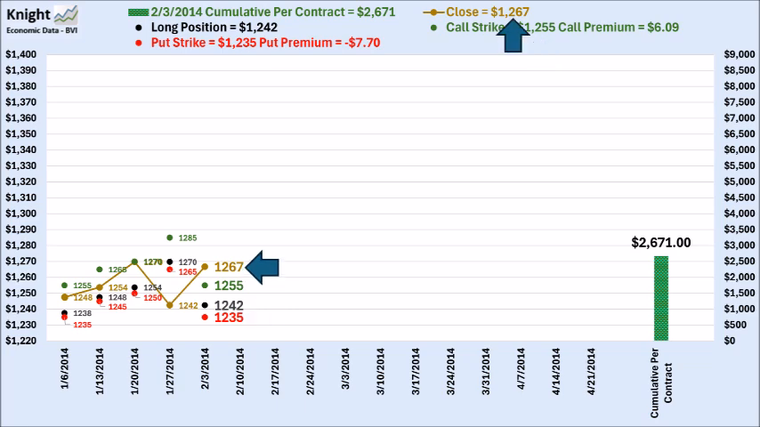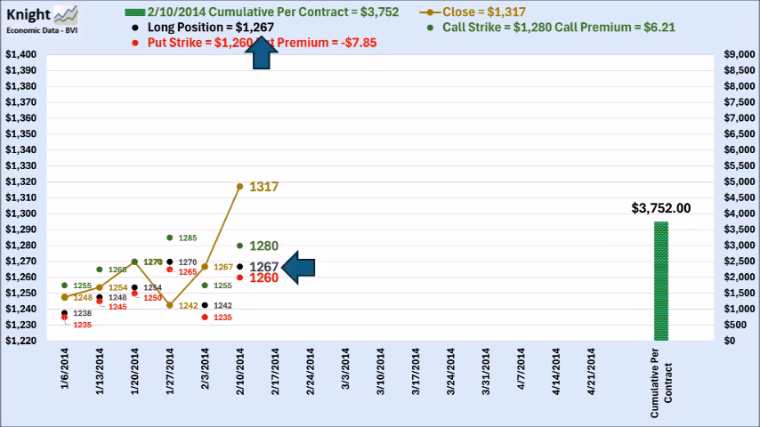At expiration, the market settled at $12.67. Our $12.42 long was called away at $12.55 for a profit of $1,008 on the week net of all hedge costs and fees, bringing the cumulative net profit per unit up to $2,671. We immediately established a new long position at $12.67, and laid down our 1-week collar.